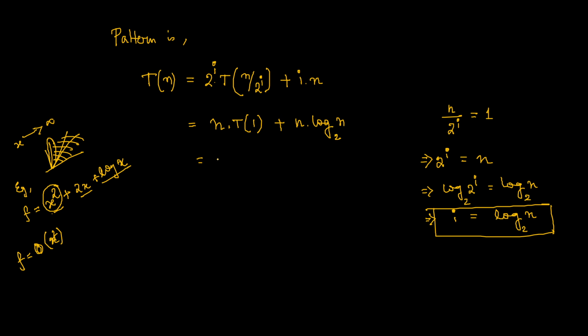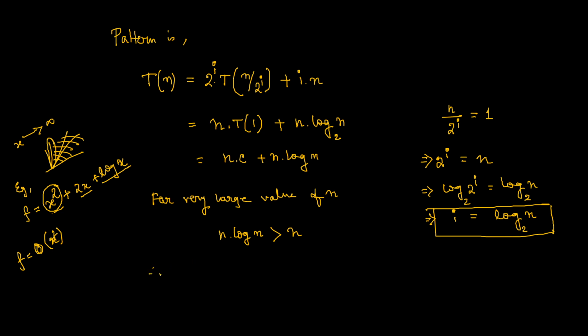Similarly, since I have two terms over here, one is n times some constant value, and another is n log n. Naturally, for very large values of n, this n log n, n multiplied by log n, will be greater than n. That is why I can say that in the worst case of Merge Sort, the time taken to execute Merge Sort on n data will be big O of n log n.